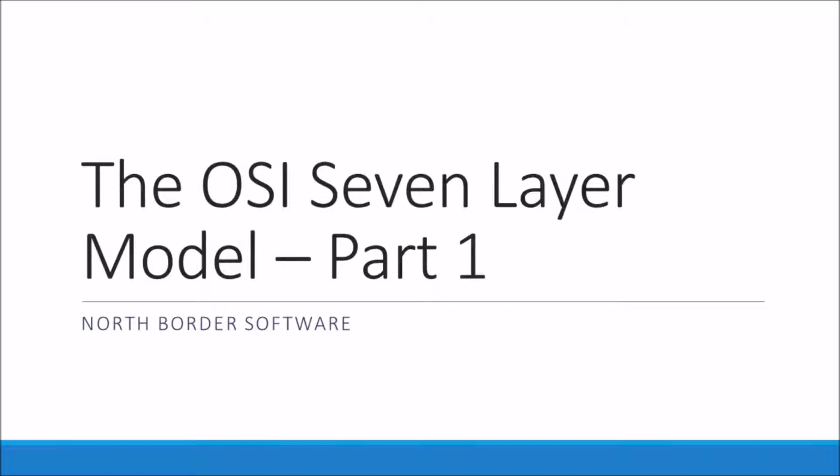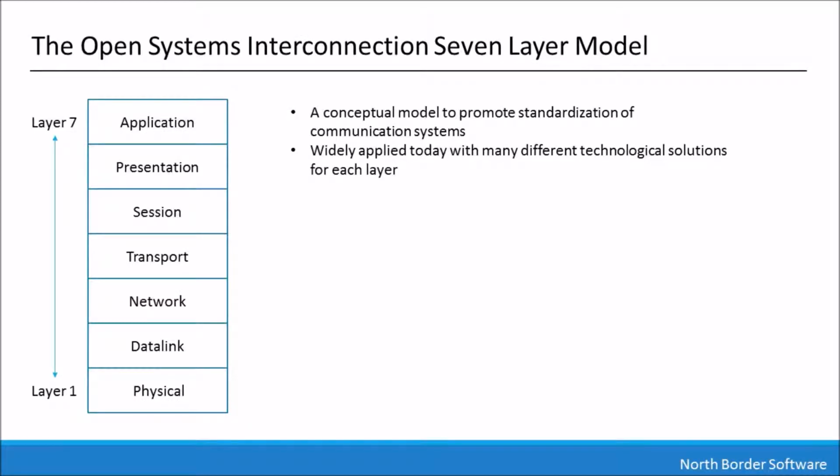My name is Gary. This is the first part of a two-part series looking at the OSI 7-layer model. So for those of you wanting to get a start in data networking, the Open Systems Interconnection 7-layer model is a really good place to start. It's a conceptual model that's been around since the 1970s, and it's really done good service since then. It's as relevant now as it was back in those times as well.